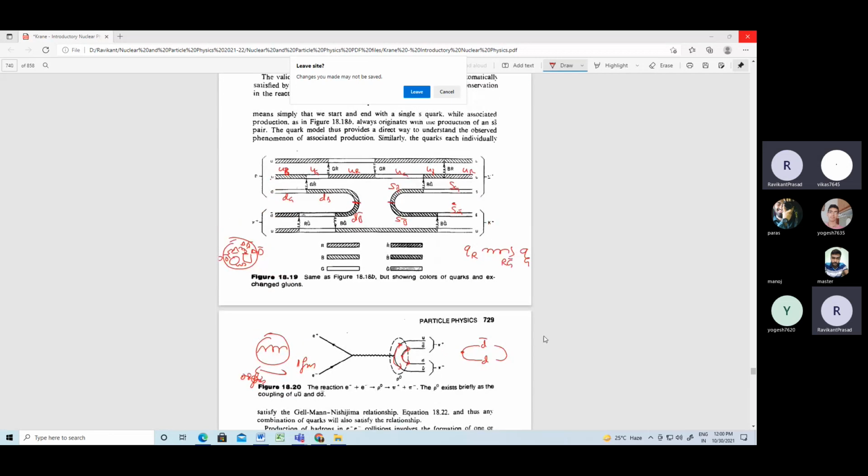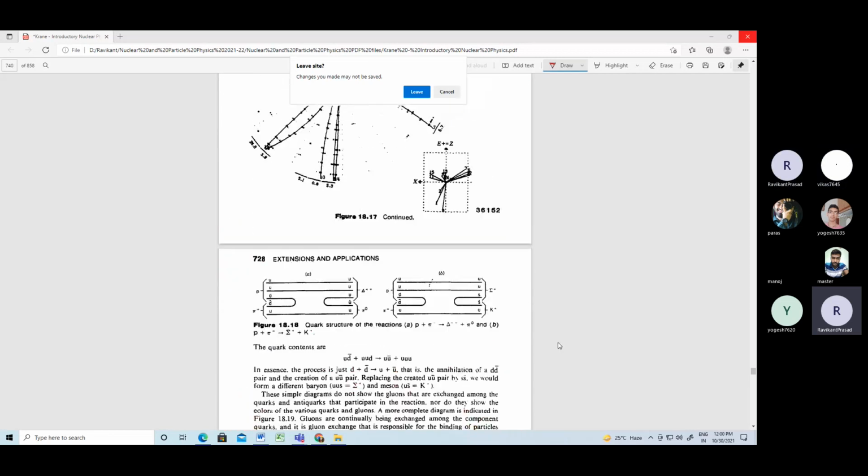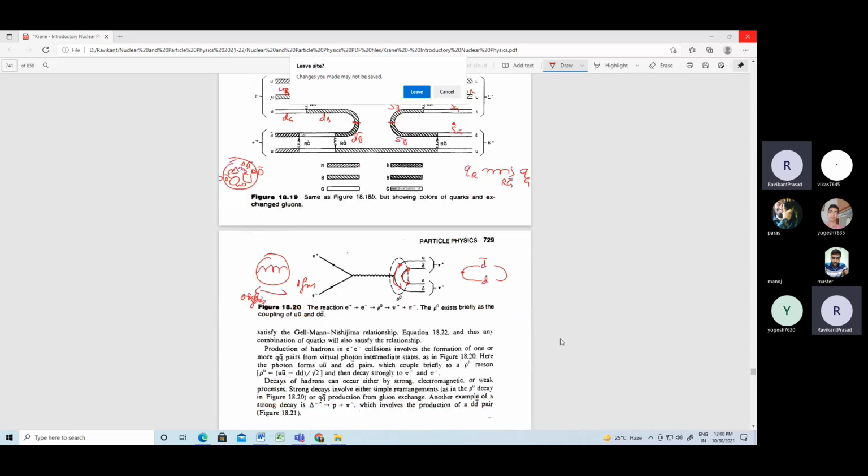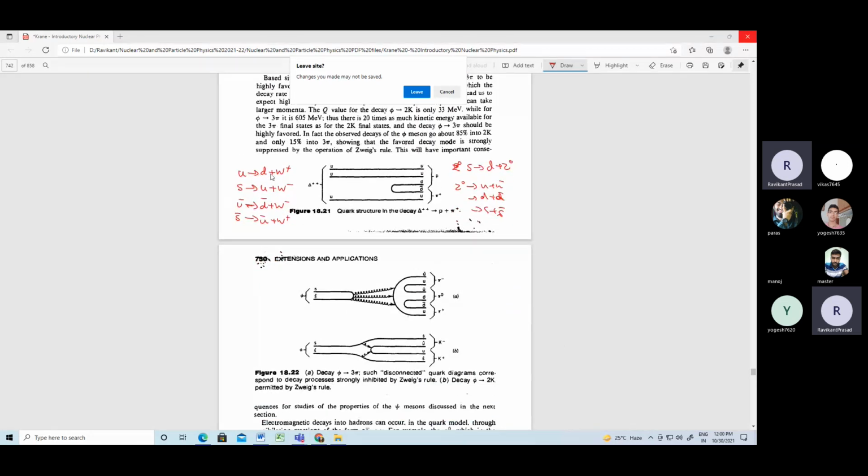This one and this is what I wrote above. These are actually where the flavor is changing. When there is weak interaction, the flavor of the quarks changes. When there is strong interaction, the flavor does not change. Color can change because color is always being exchanged between the quarks, and that is actually the strong interaction. Flavor changes in weak interaction, not in strong interaction, and quark and anti-quark can annihilate themselves and they can be created.